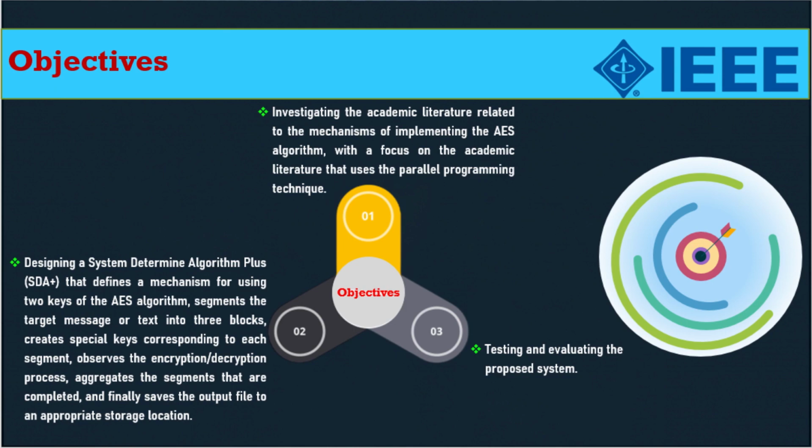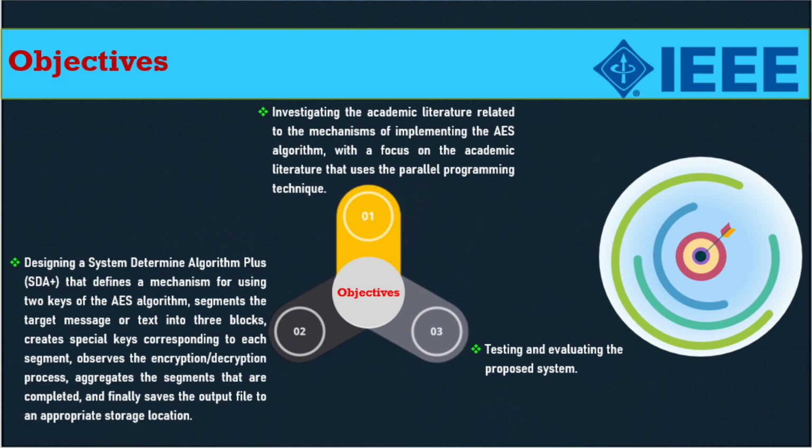Firstly, investigating the academic literature related to the mechanisms of implementing the AES algorithm, with a focus on the academic literature that uses the parallel programming technique. Secondly, designing a system determined algorithm plus, SDA+, that defines a mechanism for using two keys of the AES algorithm, segments the target message or text into 3 blocks, creates special keys corresponding to each segment, observes the encryption or decryption process, aggregates the segments that are completed, and finally saves the output file to an appropriate storage location.